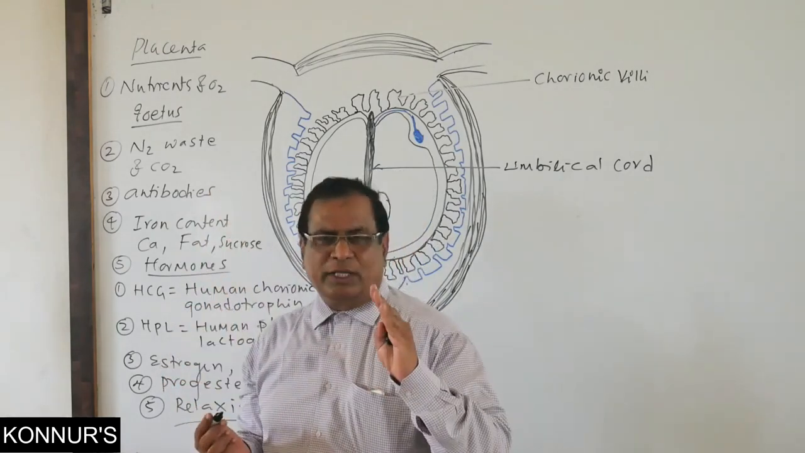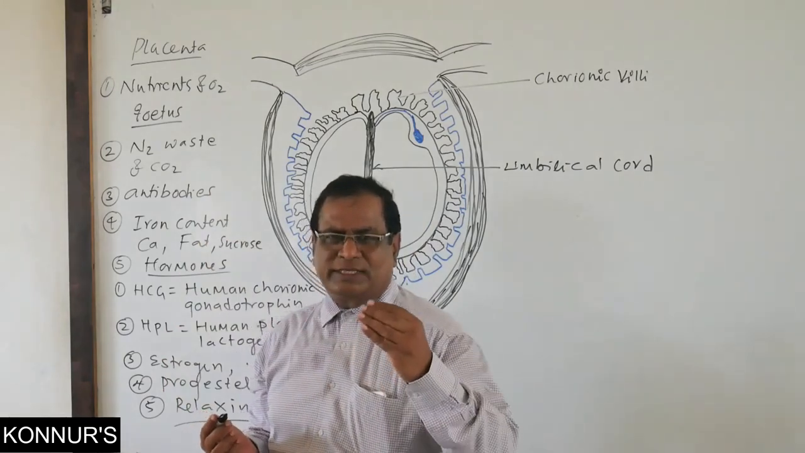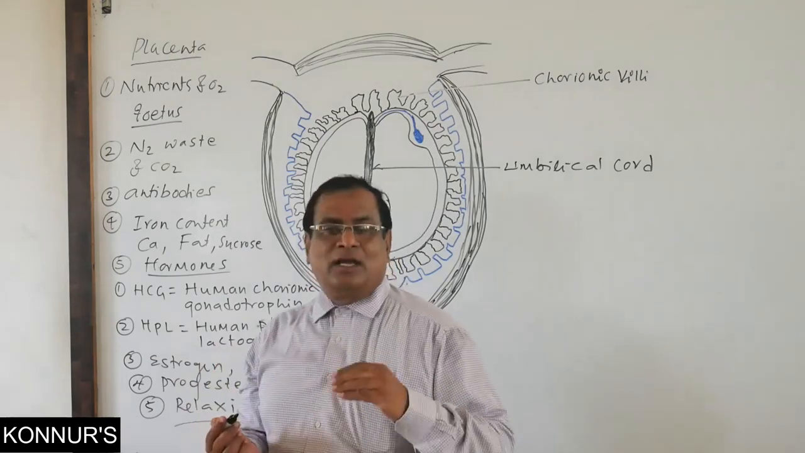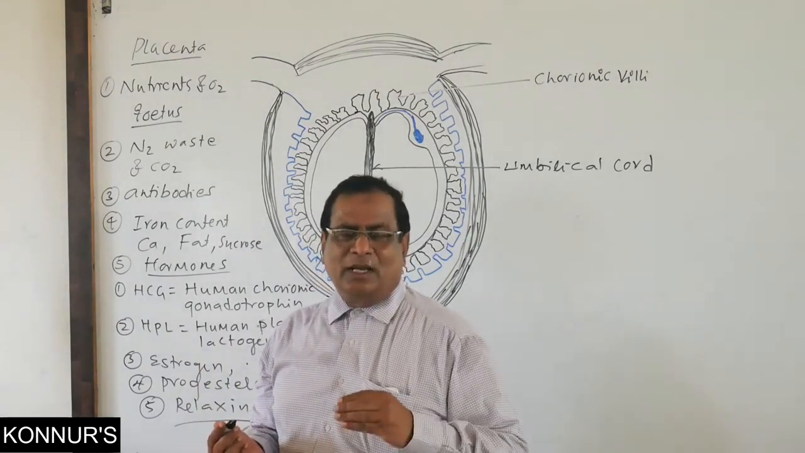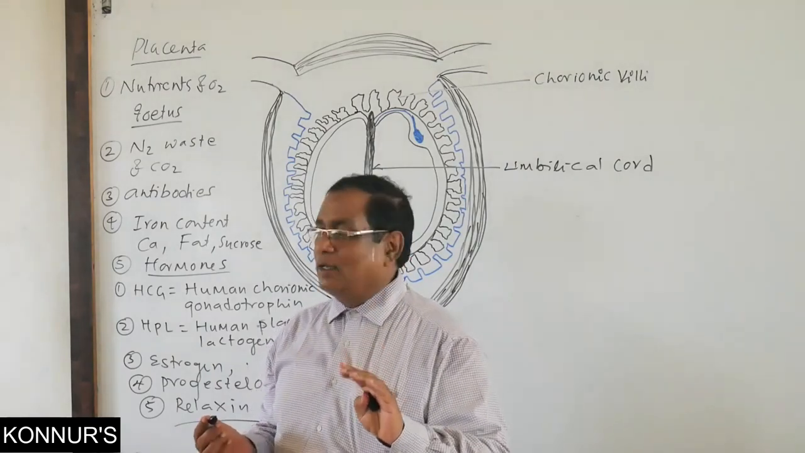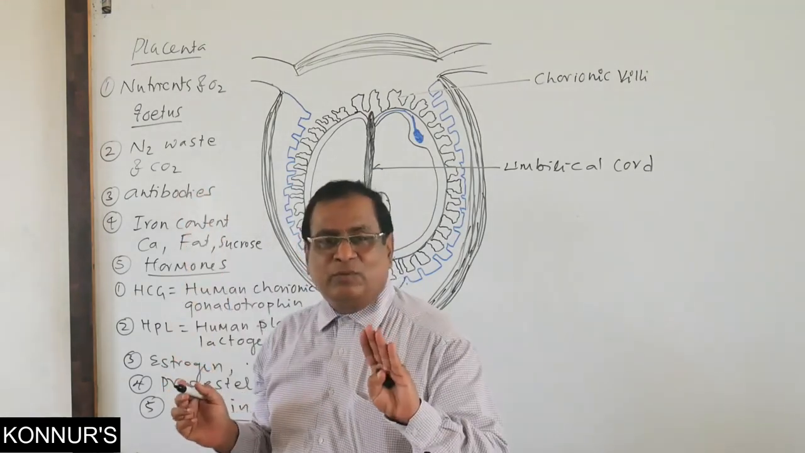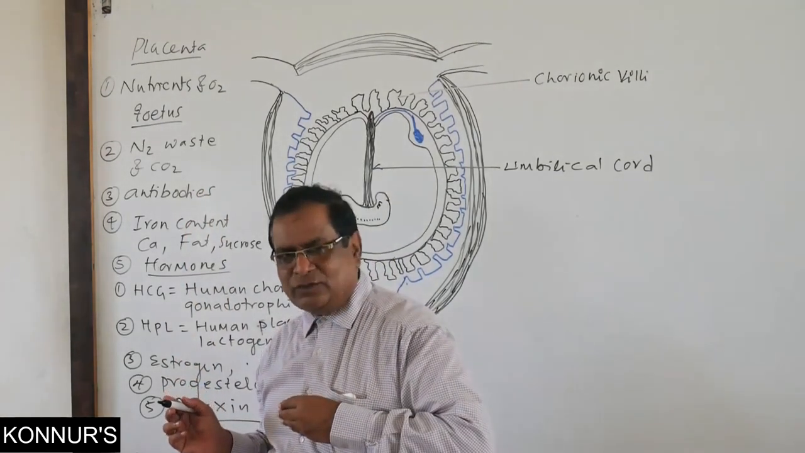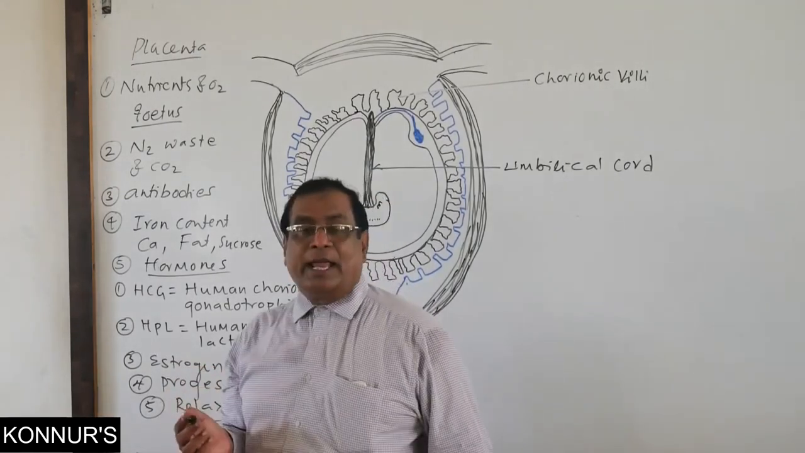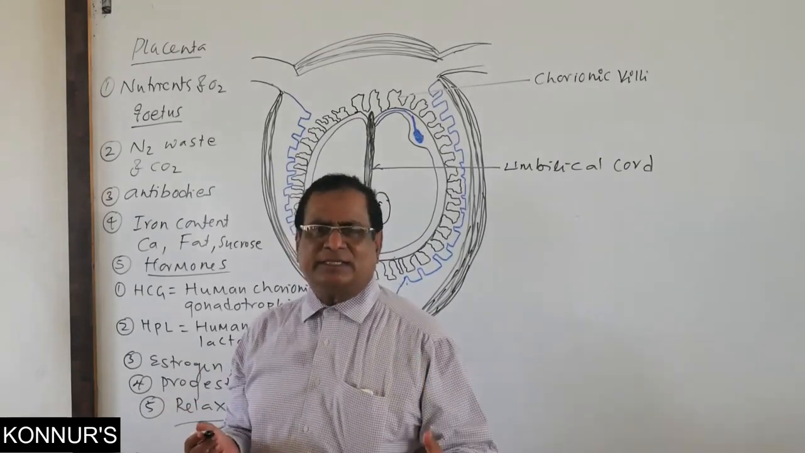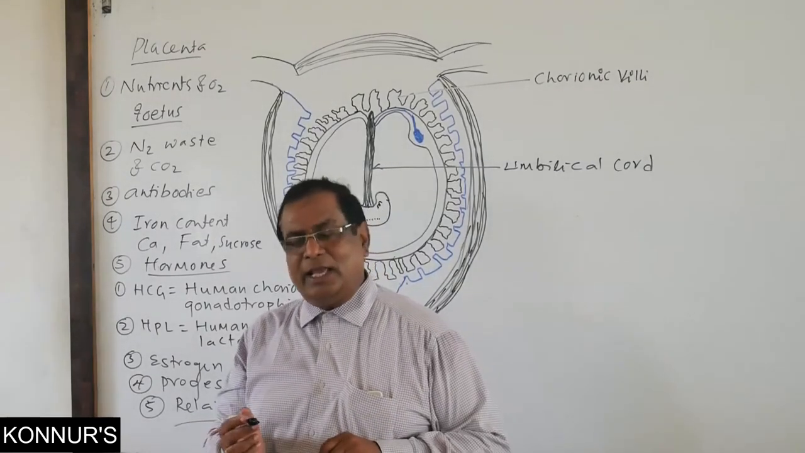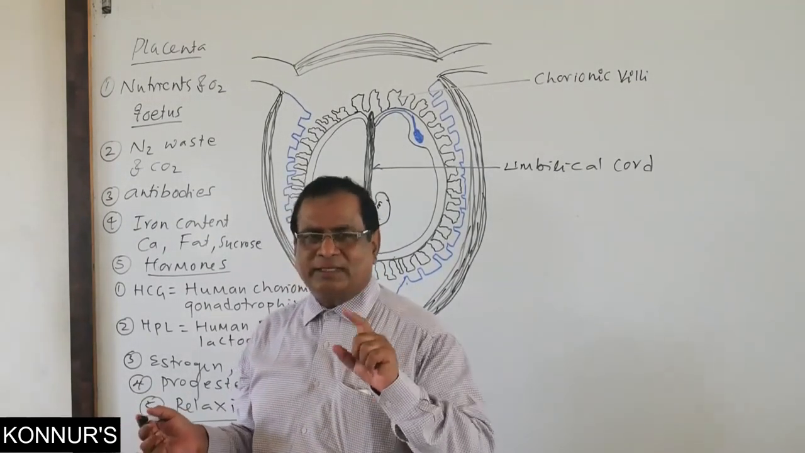Functions are through the placenta only. Nutrients and oxygen are supplied to the embryo. And second one is nitrogenous waste like urea, traces of ammonia, uric acid, and respiratory waste CO2. They are sent back to mother's blood through the placenta. And antibodies against various diseases which are formed in mother's blood are supplied to the fetus through the placenta.